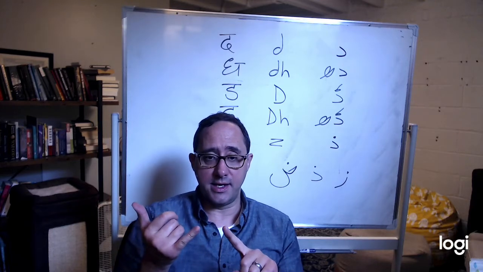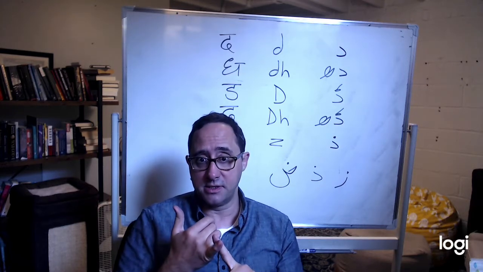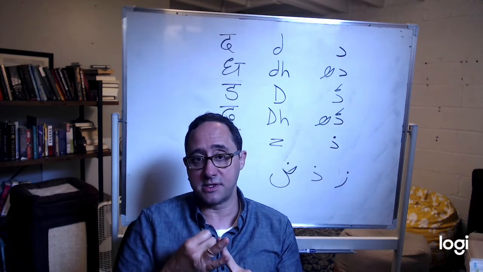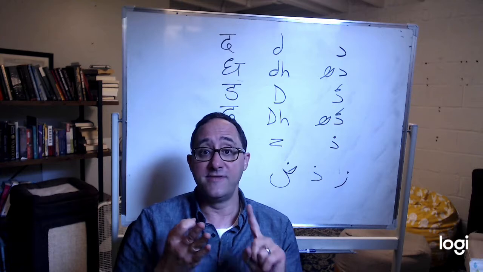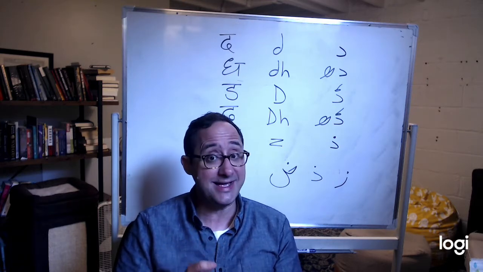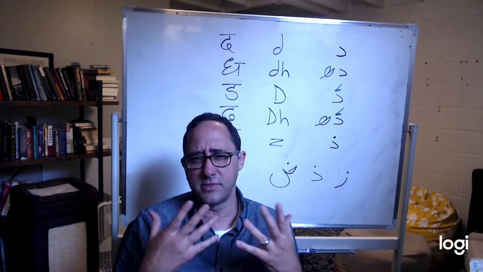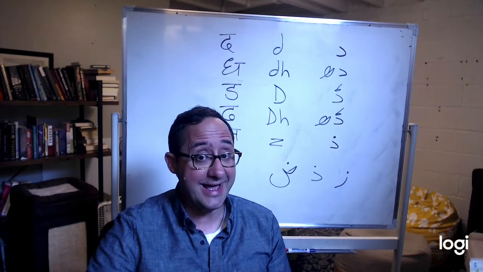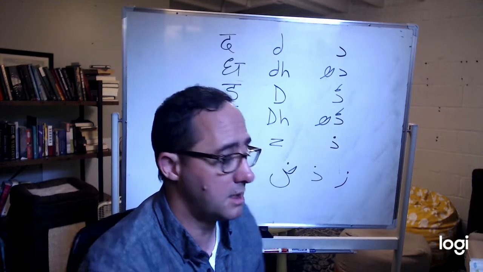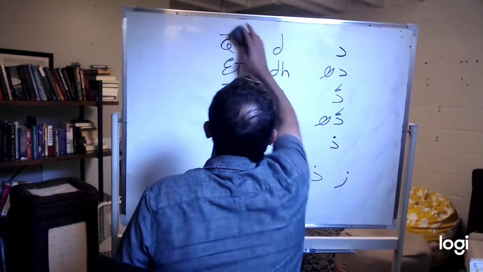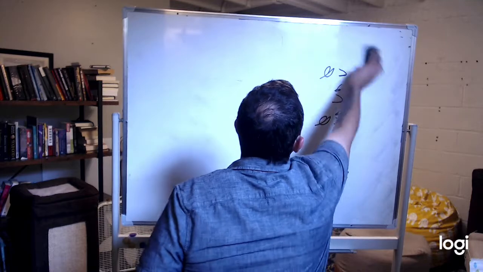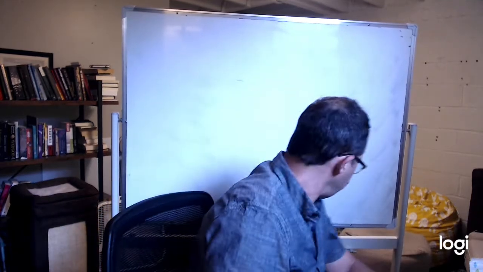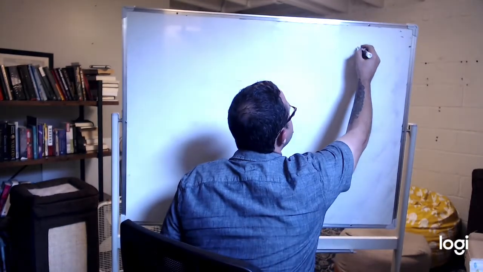We've done the Bay cluster, the B's. We've done the Jeem cluster, which are the J shapes. We've done the Dal cluster, which are the D shapes, or the letters around those D's. Now we're going to move on to the Re cluster, which are the R shapes. Okay, first one.